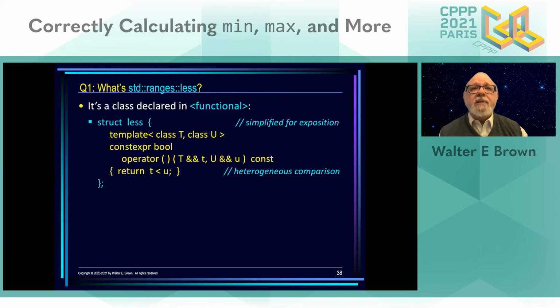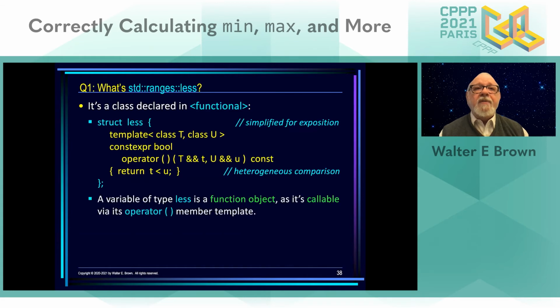But notice it has a call operator as a function template that's a member of the class. Please notice this does a heterogeneous comparison. We allow two types, a class type T and a class type U. Heterogeneous comparison. A variable of this type is a function object because, of course, it's callable through that operator parens, the call operator member template.